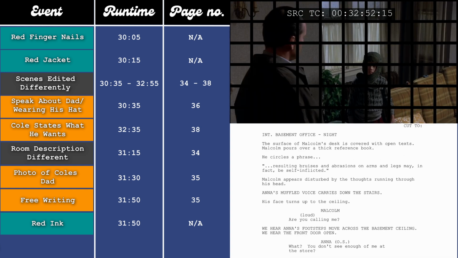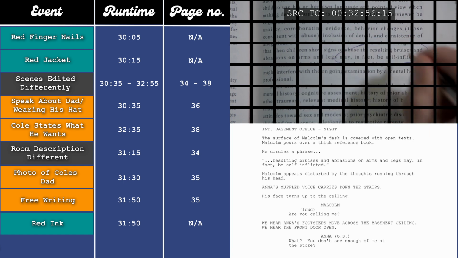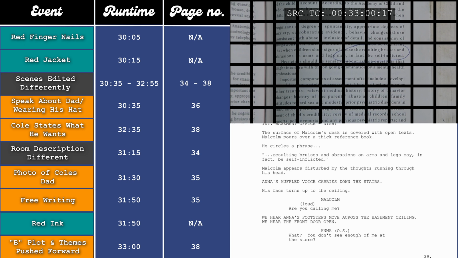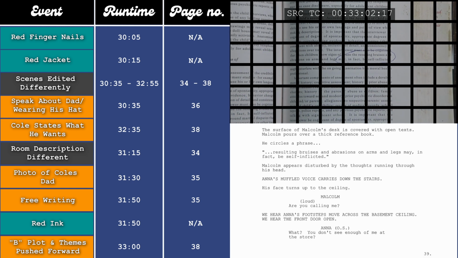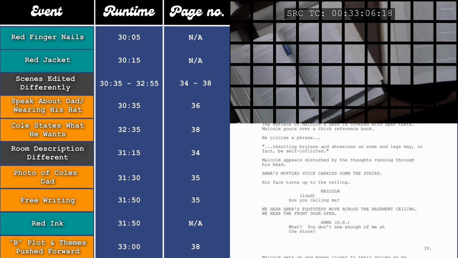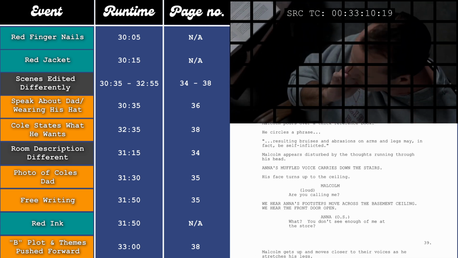There's a short scene at the 33-minute mark, which is on page 38, that both forwards the B-plot while also pushing forward the themes of not communicating with each other. The scene starts pretty much the same, but with a very slight change. So in the film, Malcolm hears the door being knocked and he shouts out to Anna if she's going to get it, which she doesn't reply to.